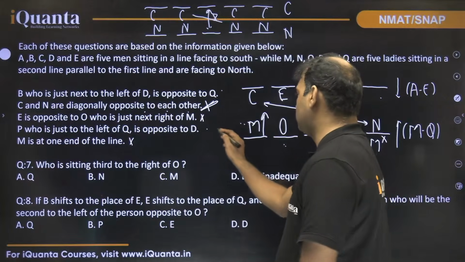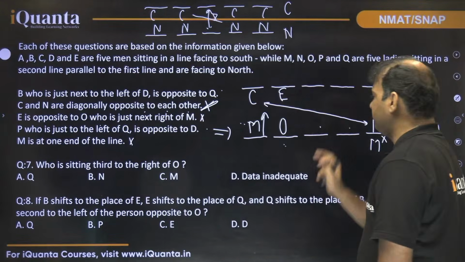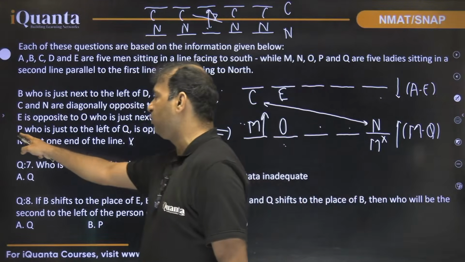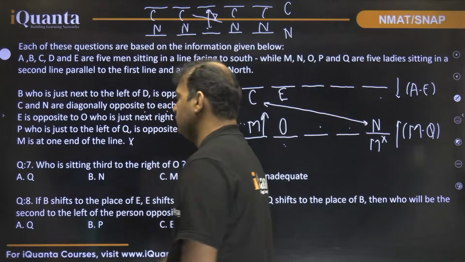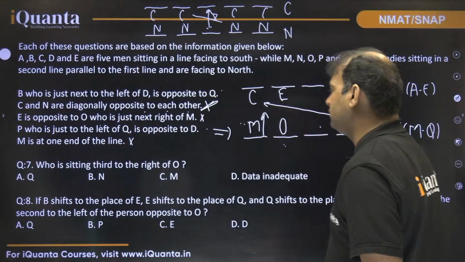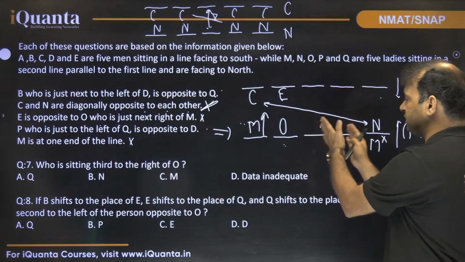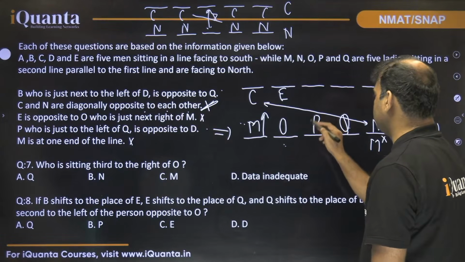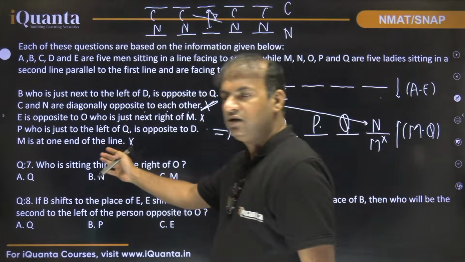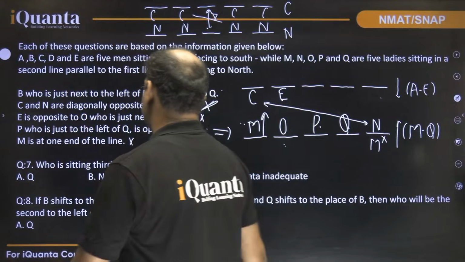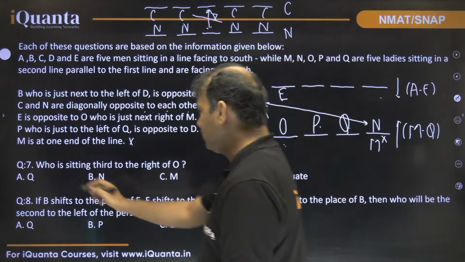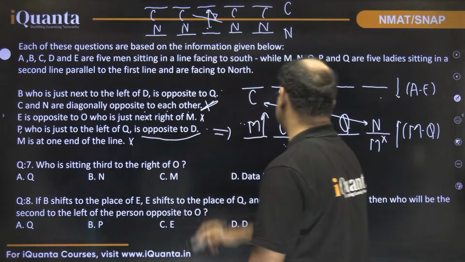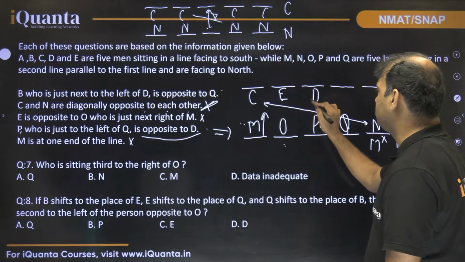See guys, in this row only two people are left, P and Q. And we are given a point that P is to the left of Q. Okay, that's good for us. P is to the left of Q and only P and Q can be sitting here. Simple as that. So the only possibility is that Q is here and P is here. That's the only possibility. And they are also saying that P is opposite to D. So P is opposite to D. That means this should be the place of D.